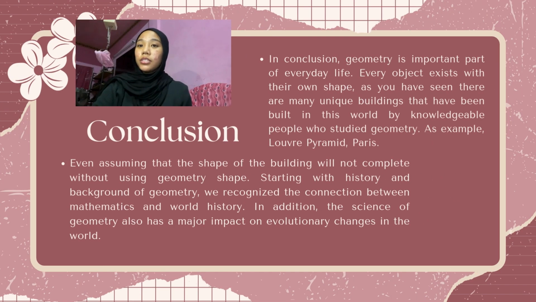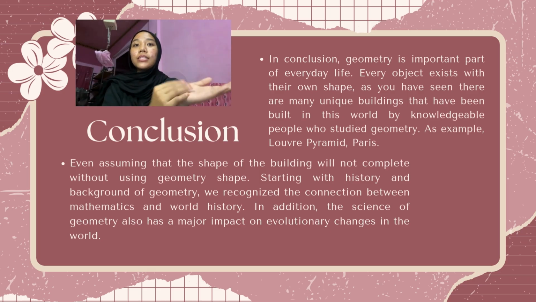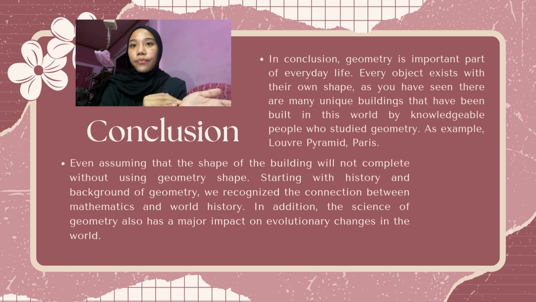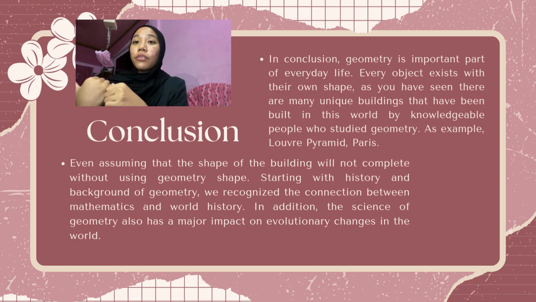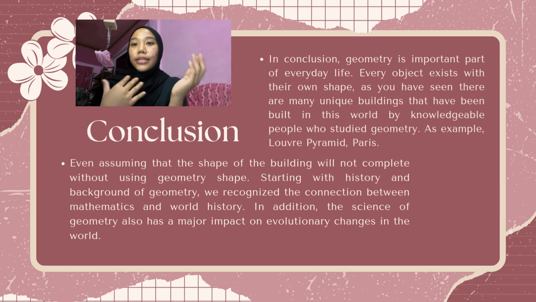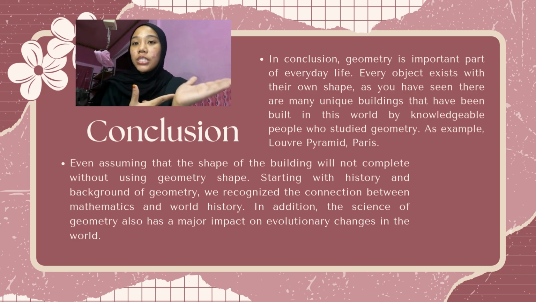In conclusion, geometry is an important part of everyday life. Every object exists with its own shape. As you have seen, there are many unique buildings that have been built in this world by knowledgeable people who studied geometry, for example the Louvre Pyramid in Paris. Even the shape of a building would not be complete without using geometry. Starting with the history and background of geometry, we recognize the connection between mathematics and world history. In addition, the science of geometry also has a major impact on the evolutionary change of the world.